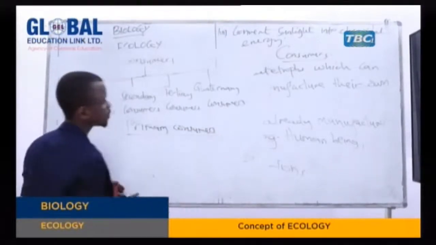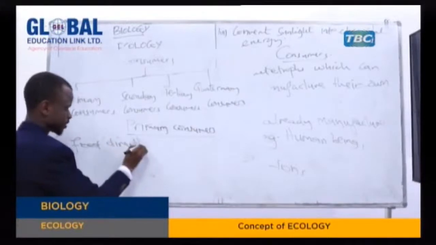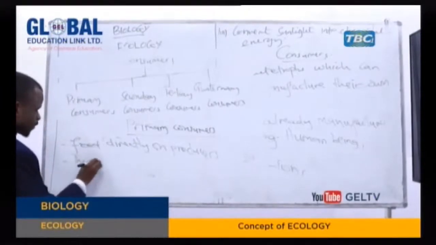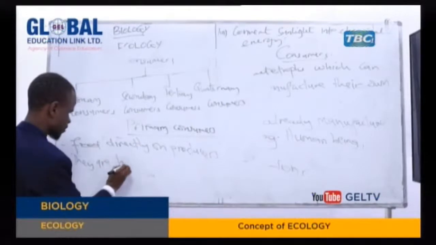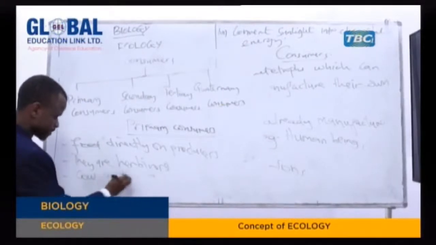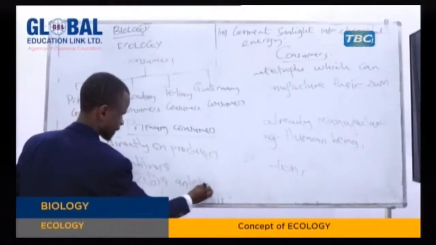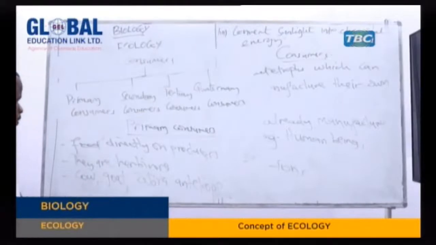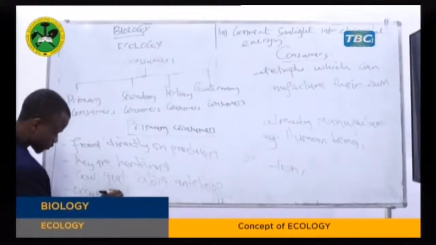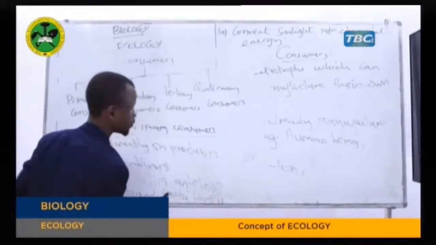These are organisms which feed directly on producers. Therefore, they are herbivore. Take an example, cow, goat, zebra, antelope, they consume directly. These are primary consumers. They occupy the second trophic level in the ecosystem.